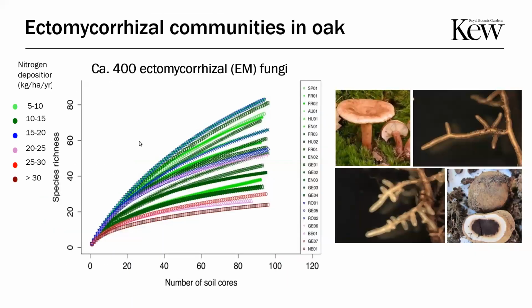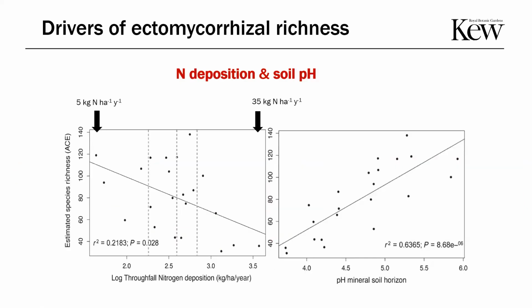When we were looking at the number of taxa, these are species accumulation curves, showing the number of soil cores that we collected and the number of taxa that we found. You can see that sites with red colors tend to flatten earlier because they have a lower number of taxa. Between 25 and 30 kilograms per hectare and year there is a clear decrease in the number of taxa. So we found that mostly nitrogen deposition and soil pH affect these communities. Sites that have high nitrogen deposition have fewer fungi, and the dominants are more dominant. And pH shows the opposite trend.